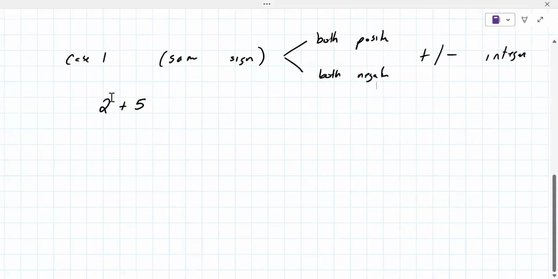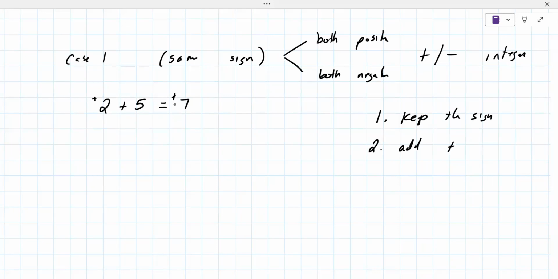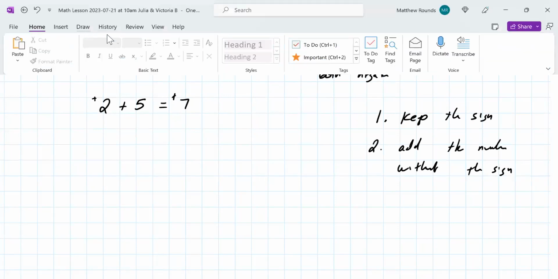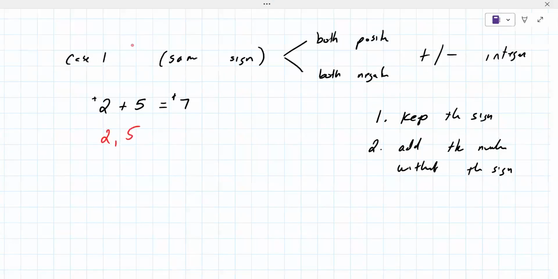So these are both positive. The reason they're positive is 2 actually has a little plus in front of it that you don't write. The plus operator means that this is positive. And you already know the answer. You already know that it's 7, but here's why. When they're same sign, the first thing you do is you keep the sign, which means the answer is positive. The second thing you do is you add the numbers without the sign. When they're both positive, it doesn't make much sense, but you treat them as 2 and 5. 2 plus 5 is 7.